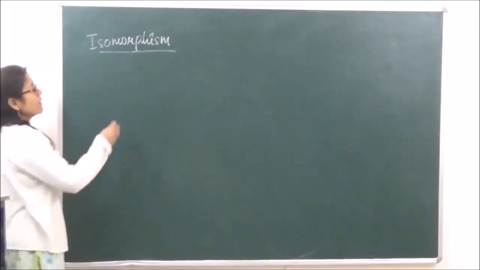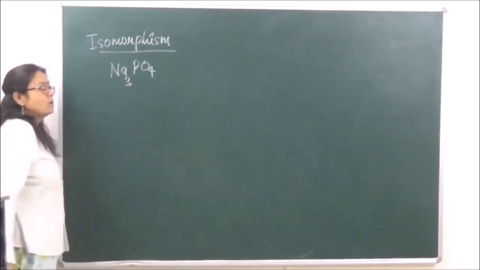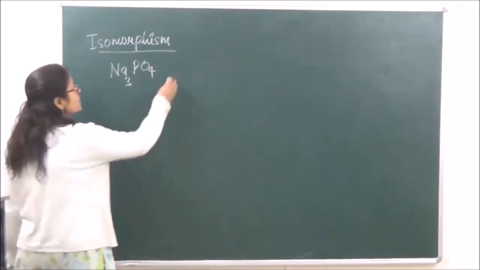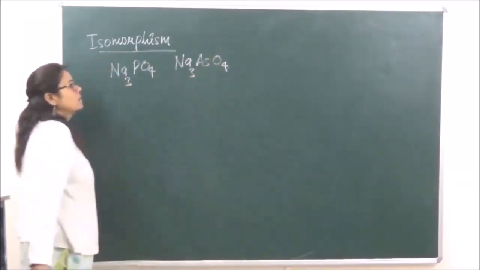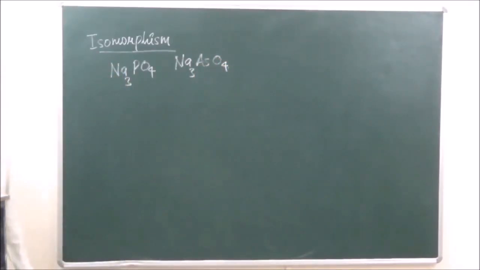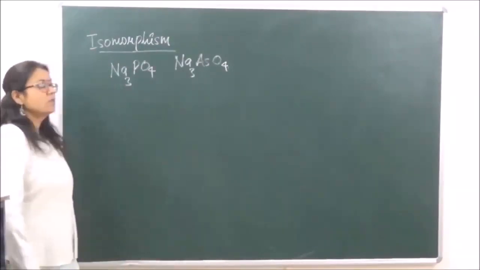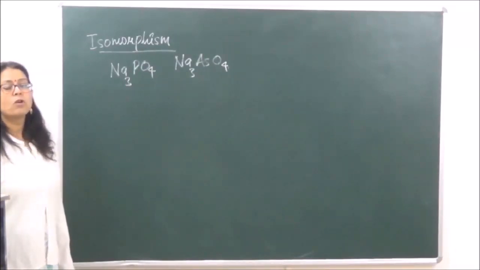For example, if we are looking at sodium phosphate and we are looking at sodium arsenate, they both are crystalline solids having similar chemical composition in the same crystalline form, so therefore they are isomorphs of each other.